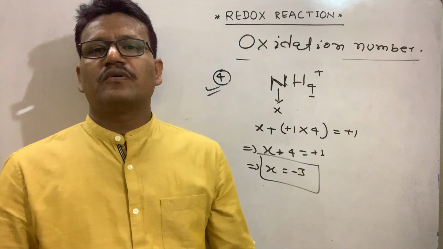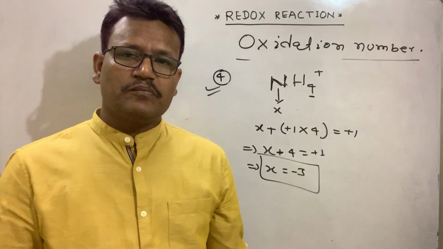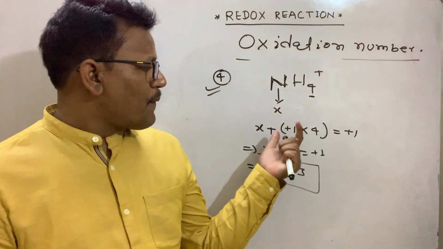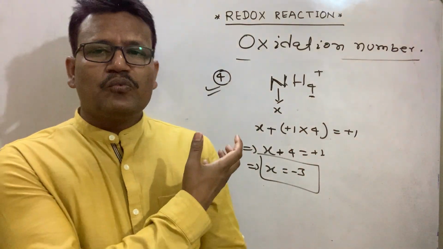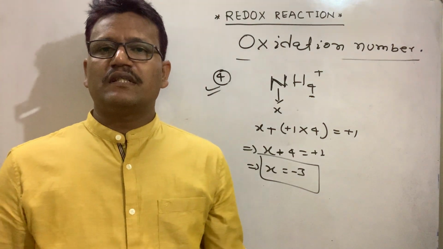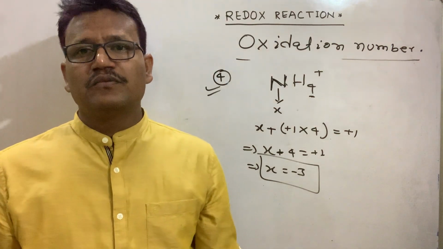So we have a set of rules that we discussed in this lecture. We are using this set of rules for assigning the oxidation number of an atom in a molecule. So watch this video very carefully and try to understand what I want to make you understand.